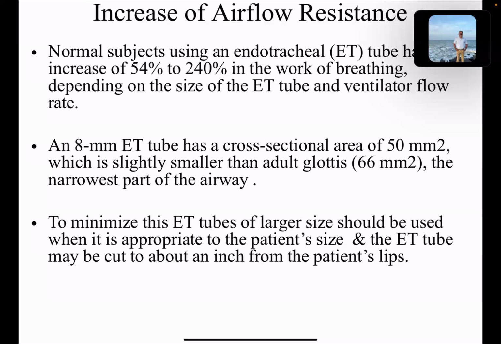For example, an 8 mm endotracheal tube has a cross-sectional area of 50 mm², which is slightly smaller than the adult glottis, the narrowest part of the airway. So it is always narrower than your normal glottis, and the inspiratory pressure has to be higher than in normal breathing. To minimize this, a larger ET tube size should be used when appropriate to the patient's size. So measuring the ET tube size is also important.